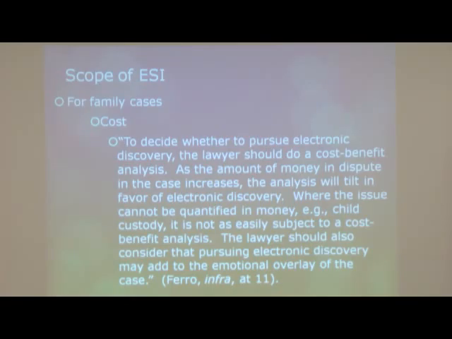Also be cognizant of cost. And I know you will be, but one of the articles that had a lot of information that I used said, to decide whether to pursue electronic discovery, the lawyer should do a cost-benefit analysis. As the amount of money in dispute in the case increases, the analysis will tilt in favor of electronic discovery. Where the issue cannot be quantified in money, for example, child custody, it's not as easily subject to a cost-benefit analysis. The lawyer should also consider that pursuing electronic discovery may add to the emotional overlay of the case.